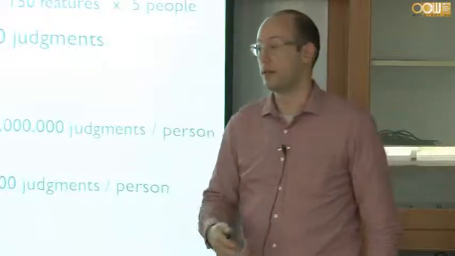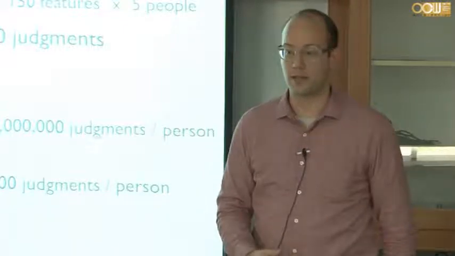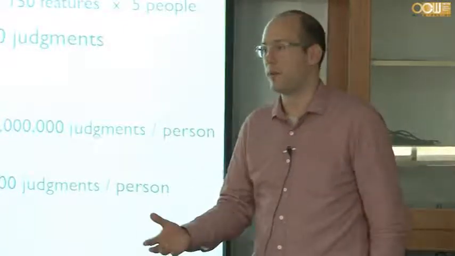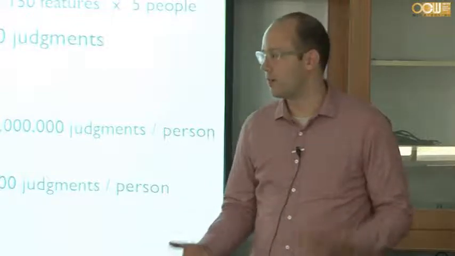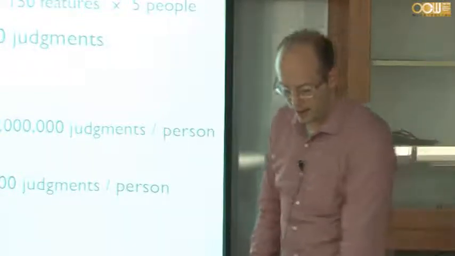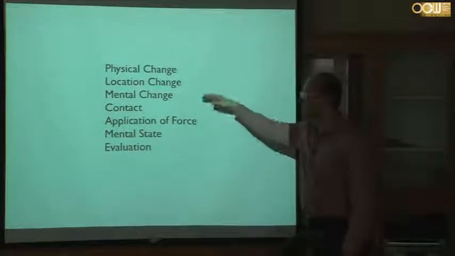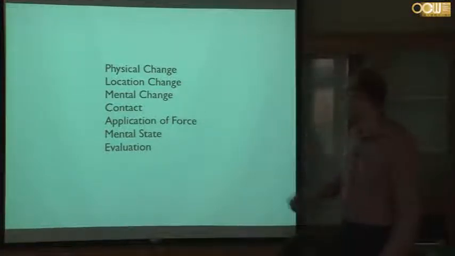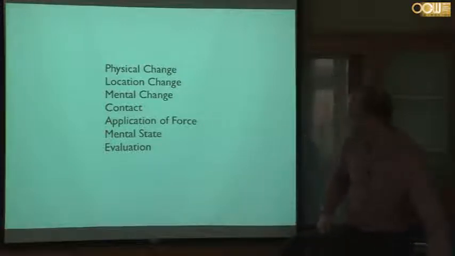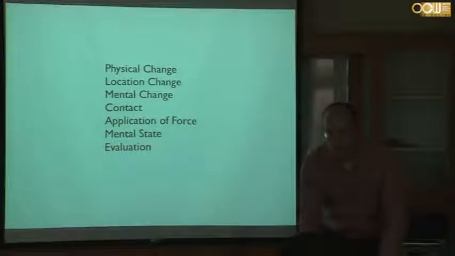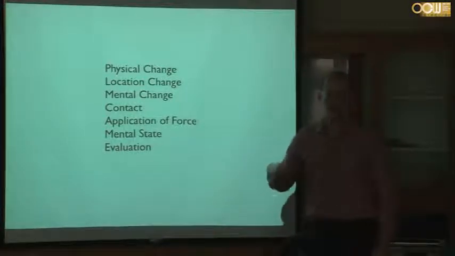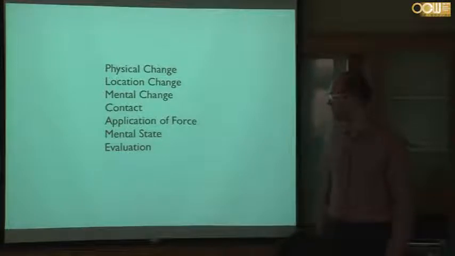Something that we actually learn is how to make sophisticated judgments about sentences. If you just ask people on the street, is something grammatical, is it ungrammatical? That's actually hard for most people to do if they don't have training. And we're interested in semantic features. This is the list of semantic features we're looking at so far: things like physical change, location change, mental change, so if you've changed your mind about something, contact, so have you come into contact, touched something, application of force, or you pushing on something, a mental state, basically does this verb involve thinking or knowing or something like that. And evaluation is basically, does this sentence involve something that's good or bad?